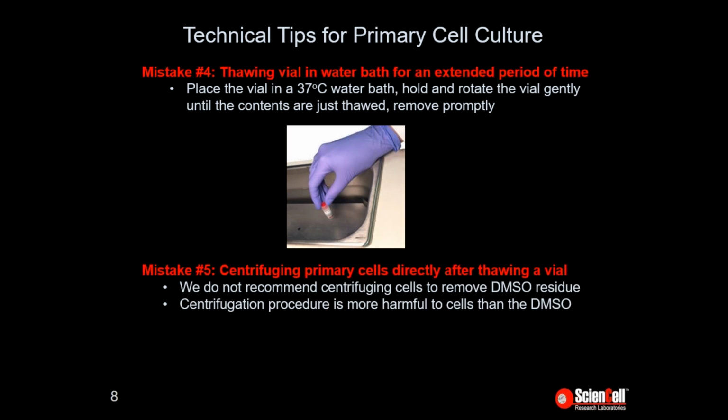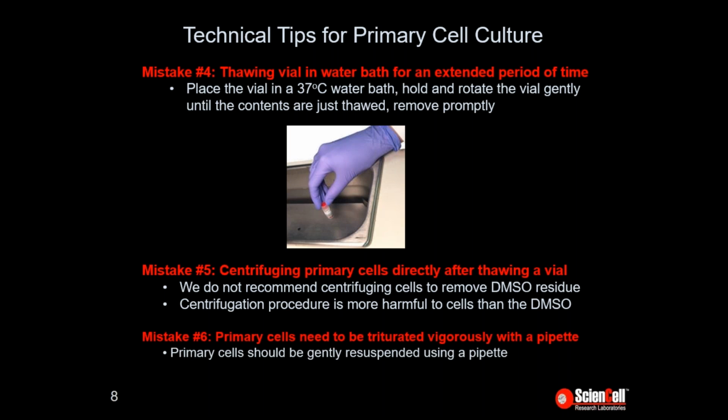The next step that most researchers do at this point after thawing a vial of cells is to centrifuge the cells in order to remove the DMSO. With primary cells, we actually do not recommend to centrifuge the cells after thawing because the centrifugation procedure is more harmful than the minimal DMSO residue. We instead recommend that you skip the centrifuge step and directly transfer the vial into a sterile hood.